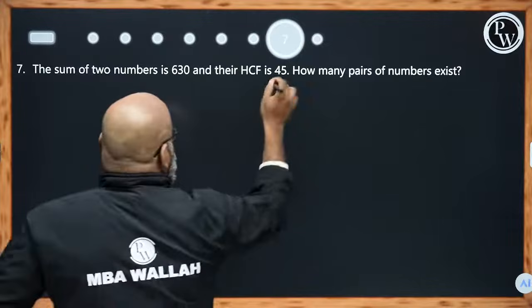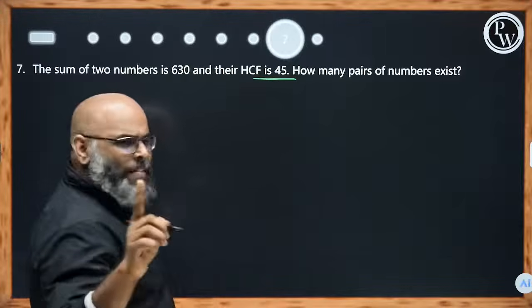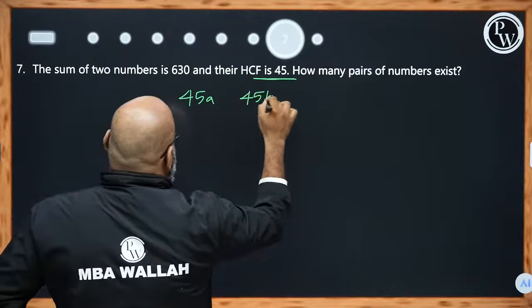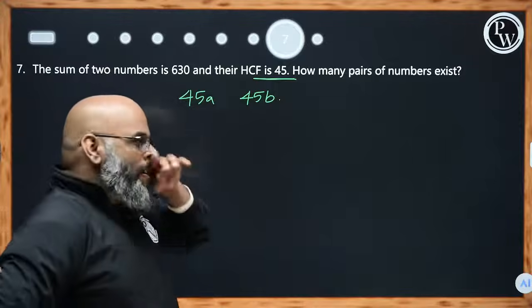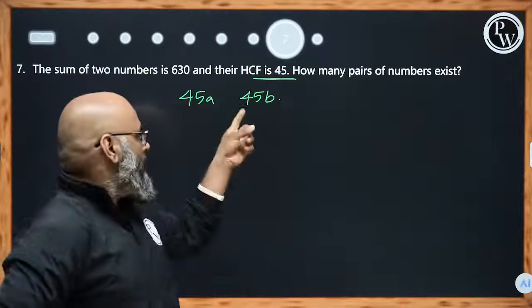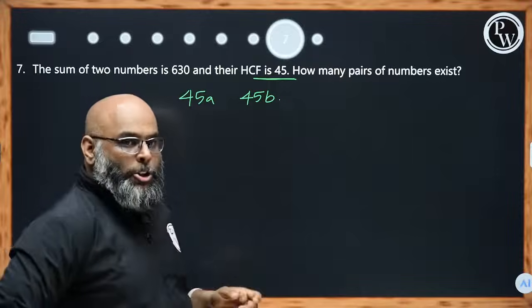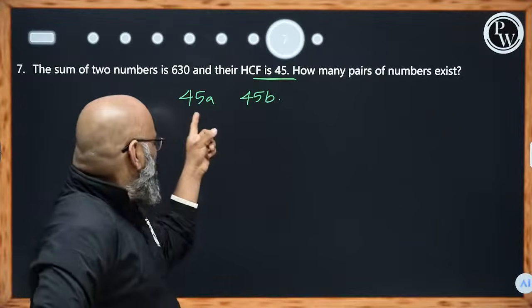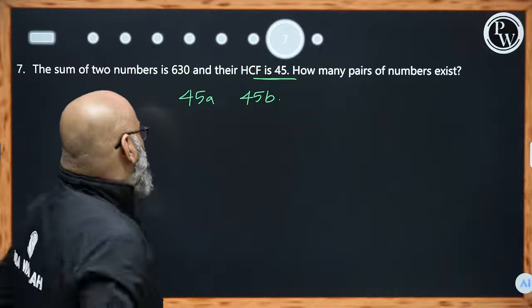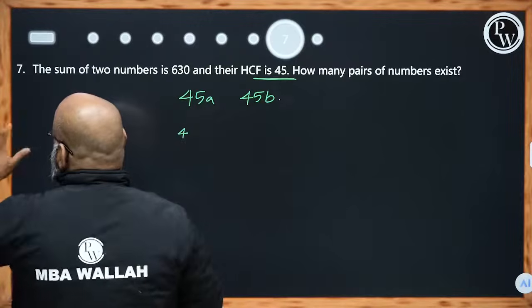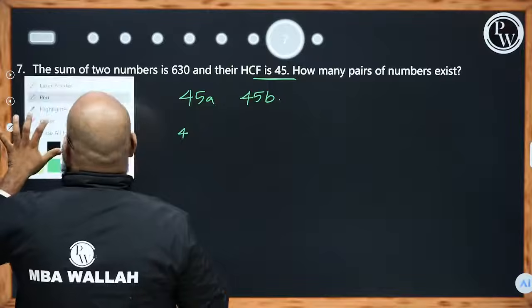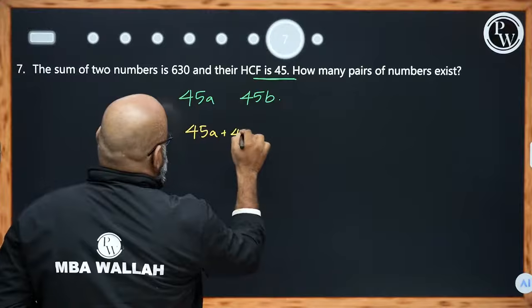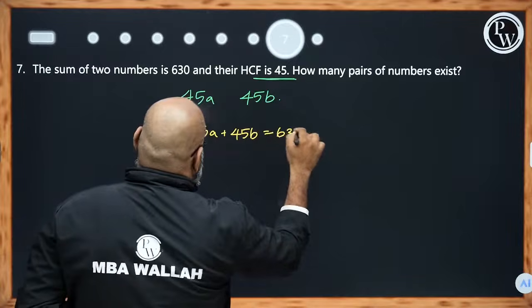Now, since I know the HCF of the two numbers is 45, can we say the two numbers are 45A and 45B? Why 45A and 45B? 45 into some number is the first number, 45 into some number is the second number. Both numbers should have 45 as the HCF, which means both numbers are divisible by 45. So, I am taking 45A and 45B. Sum of these two numbers, 45A plus 45B is equal to 630.